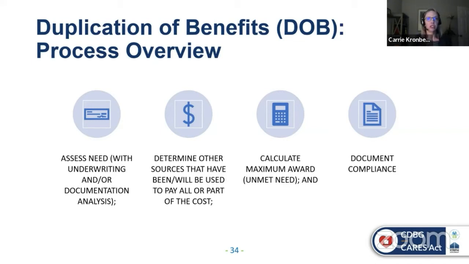So first you determine other sources that have been awarded or can be expected to be awarded to pay some or all of the cost for the same purpose and the same period of time. Then you'd subtract that other assistance from the total need and you'd end up with that unmet need. And of course, as part of your policy, you need to document that you went through this process.